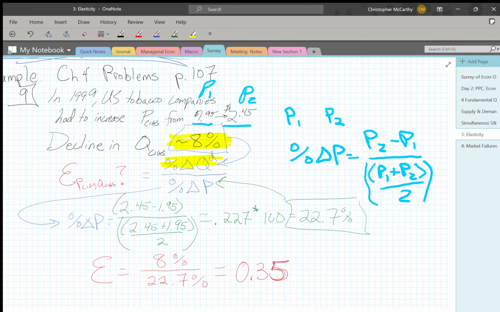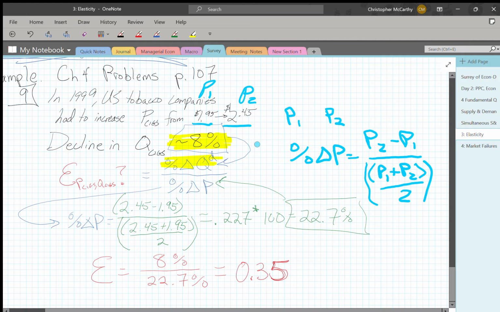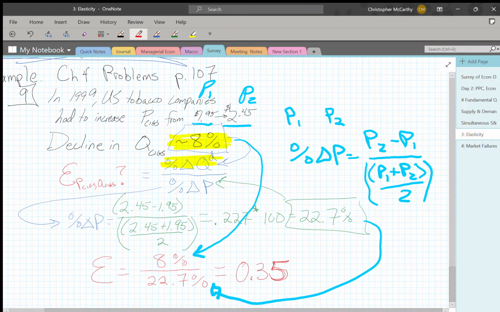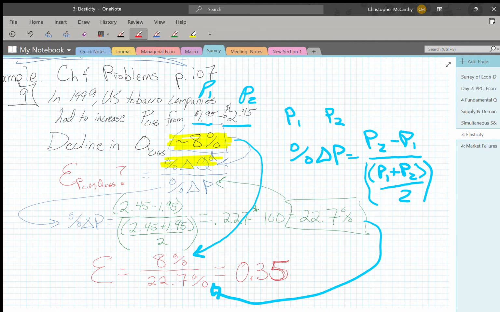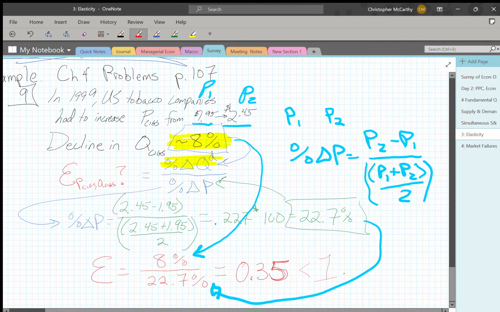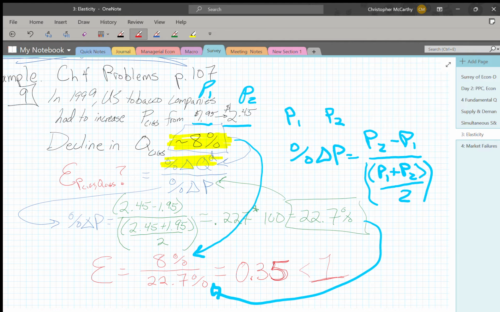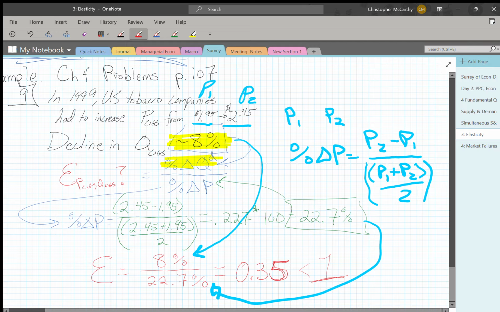So then we take that 8% that we were given at the beginning, we put that in the numerator, we take that 22% that we got there, and we end up with 0.35. Now, 0.35 is what? Elastic or inelastic? Inelastic. Very good. It's less than 1, so it's inelastic. So the response to the change in price is not that much, right? Quantity demanded is not going to respond that much to the change in price, which makes sense because tobacco is an addictive substance, right? Just like coffee. Another thing that has a very low elasticity.